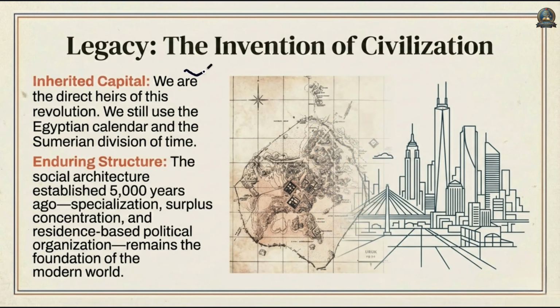Legacy: the invention of civilization, inherited capital. We are the direct heirs of this revolution. We still use the Egyptian calendar and the Sumerian division of time. Enduring structure: the social architecture established 5,000 years ago, specialization, surplus concentration, and residence-based political organization, remains the foundation of the modern world. Okay, that's all for today.